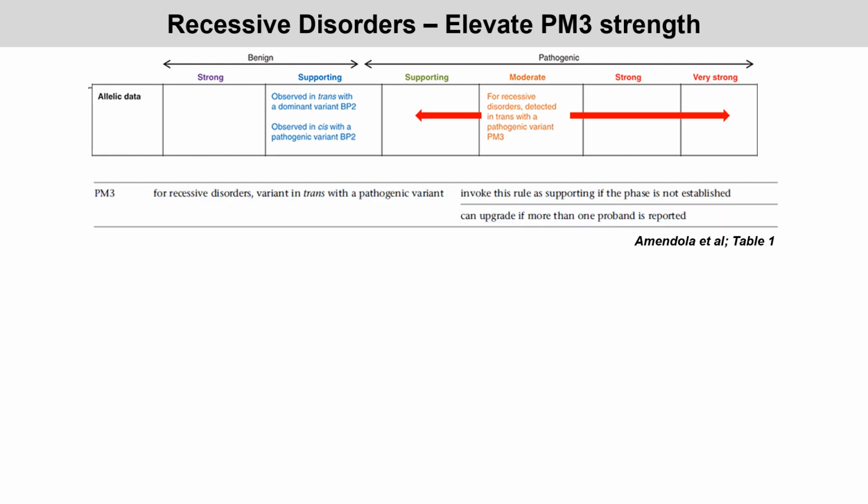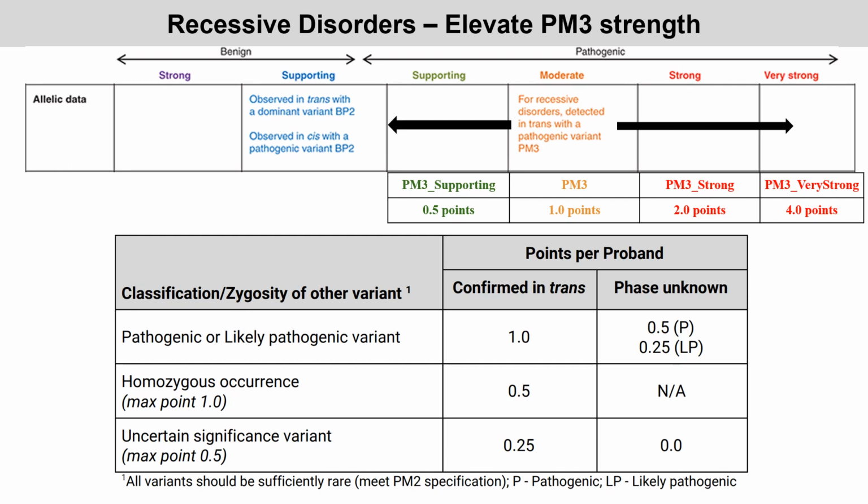And again, a question has often come up before of when you have multiple observations, do you upgrade, and would you even want to downgrade in cases where you are unable to confirm the phasing? So similar to that de novo framework, we've come up with a points-based approach to determine the applicable strength of all of your recessive observations. In these cases, the points are divvied out according to if the variants are confirmed in trans versus phase unknown, and then also separated out based on the classification or zygosity, with less points for homozygous occurrences or uncertain significance variants on the other allele.